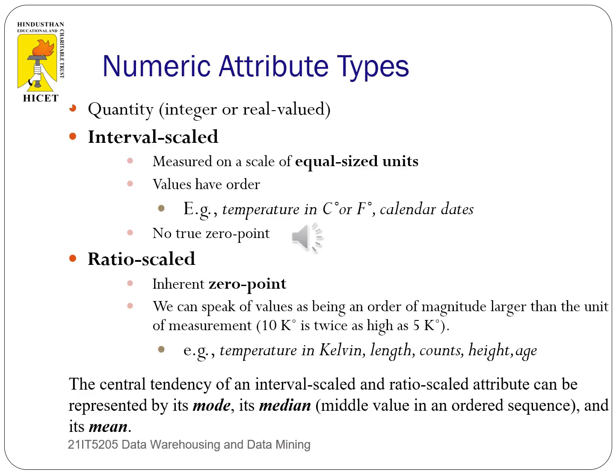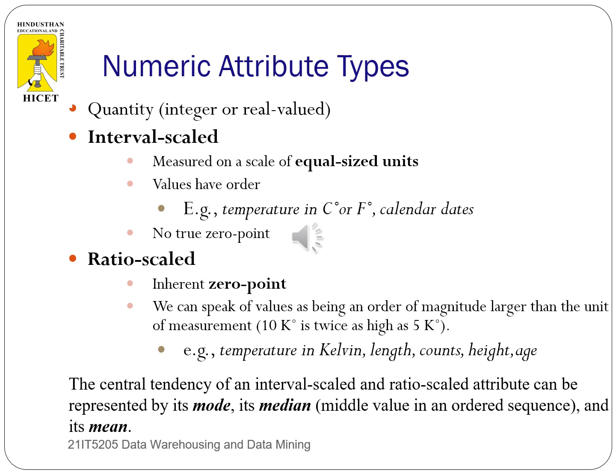Now we are going to see the numeric attribute types. In numeric attribute types, we have two things: one is the interval scale and the other is the ratio scale. The quantity can be either an integer or a real value. An interval scale is measured on a scale of equal sized units, and the values have order. Examples include temperature in degrees Celsius or Fahrenheit and calendar dates.